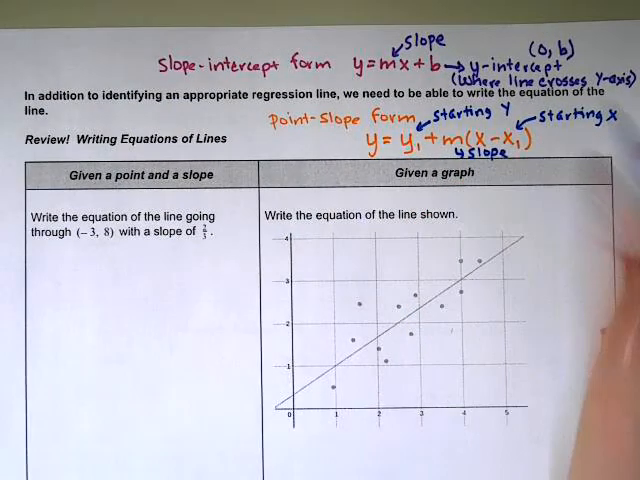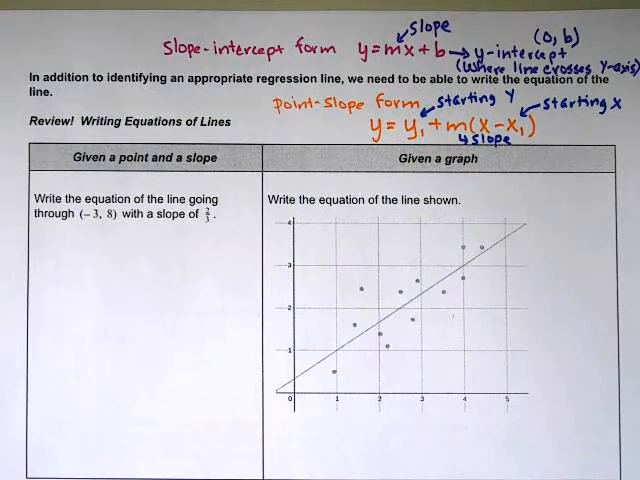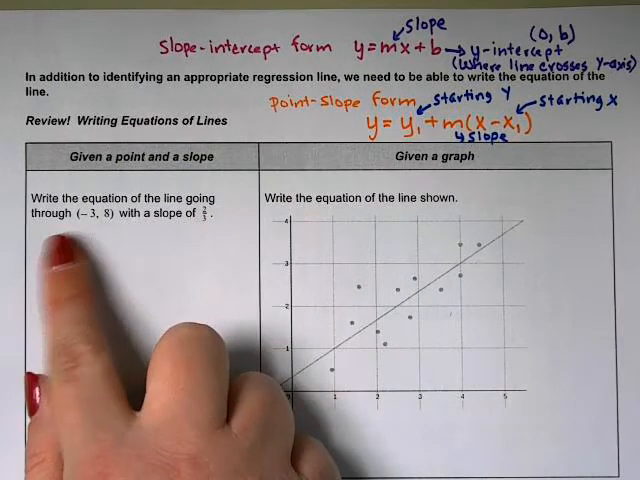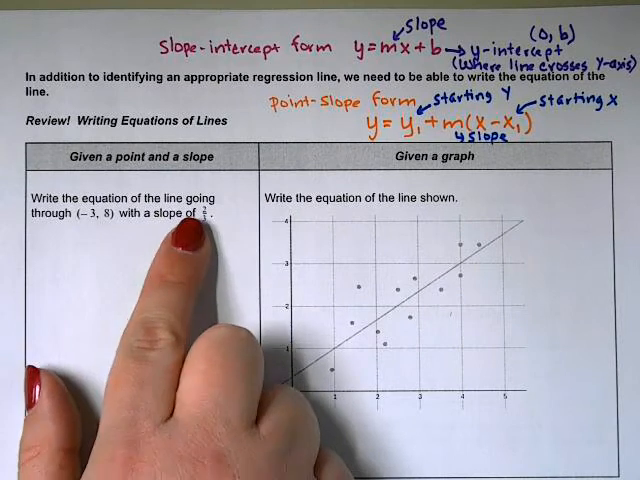So hopefully this looks kind of familiar, and once we do these two examples, hopefully it'll really stick with you and you'll remember, oh yeah, we've done this a lot before. So if we take a look, this first one says write the equation of the line going through -3, 8 with a slope of 2/3.